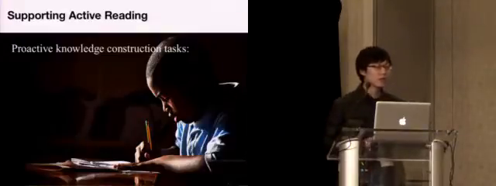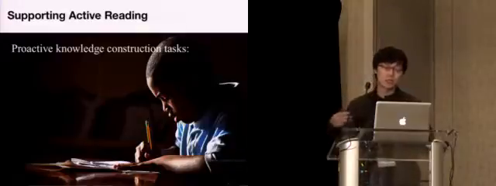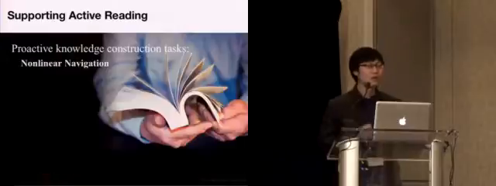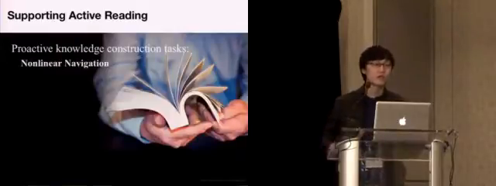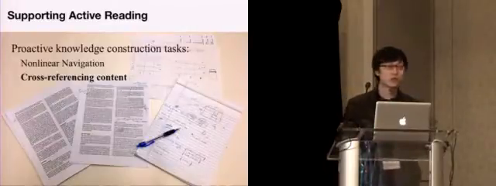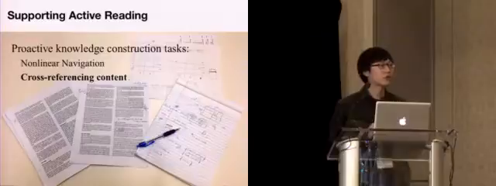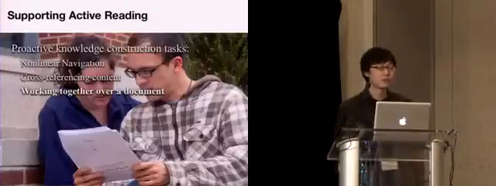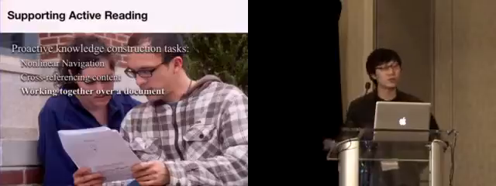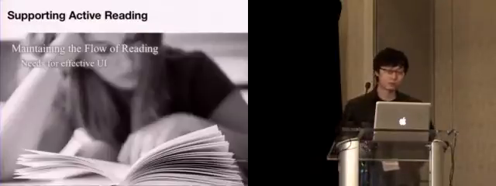Active reading is an activity for collecting knowledge through reading proactively. For example, people navigate a book in a non-linear fashion by flipping through the book or thumbing, or they lay out documents to connect information across multiple sources of information. And they also work collaboratively with other people on the same document.